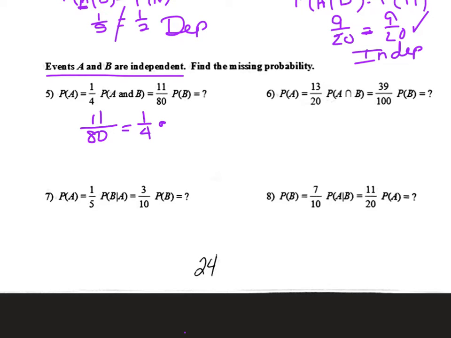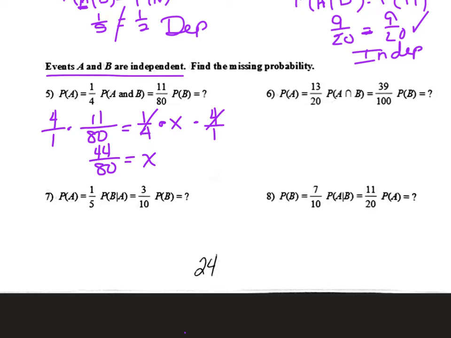Now you can write probability of B, but I'm just going to write an X because that's just easier for me. So you can either divide by 1/4 or multiply by 4/1, whatever you're most comfortable with. So if I multiply by 4/1, these guys cancel out, and I'm left with 44/80, or 11 out of 20, depending on how they want the answer. But unless they tell you to reduce, you don't have to do extra math.